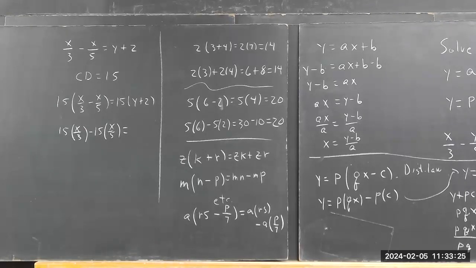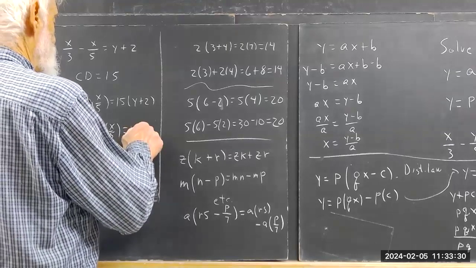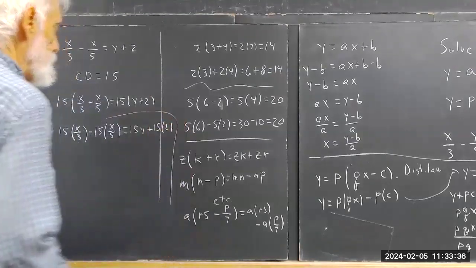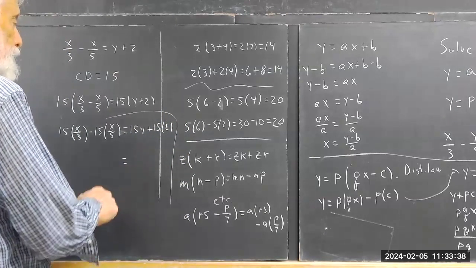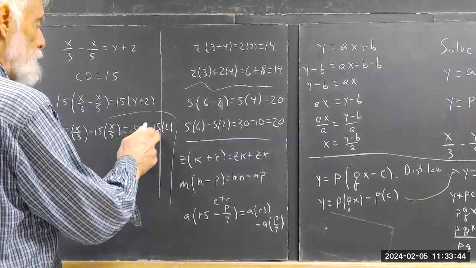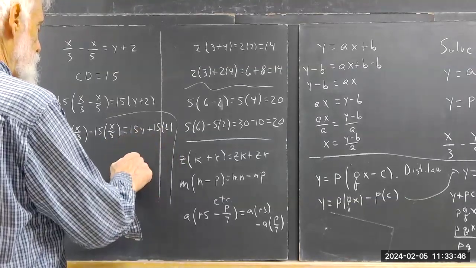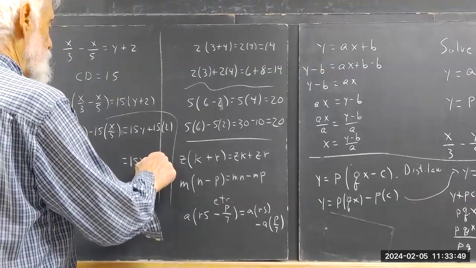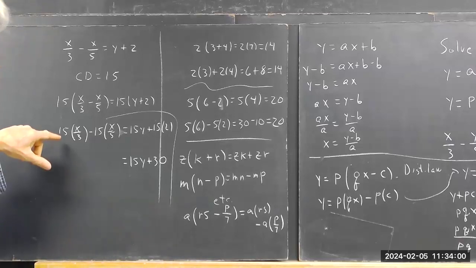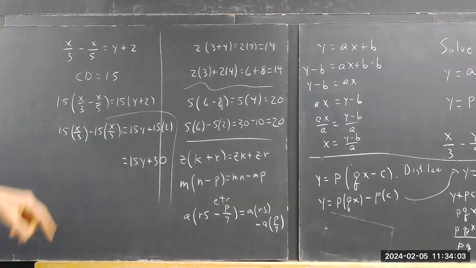Now, as I expected, everybody got the right-hand side right away. It's 15y plus 15 times 2. Now, how does the right-hand side simplify? Well, you got 15y, which doesn't simplify, and you got 15 times 2, which does. It's a little simpler to write 30 than 15 times 2. In other words, you do the multiplication. Now, how are we going to multiply 15x over 3?